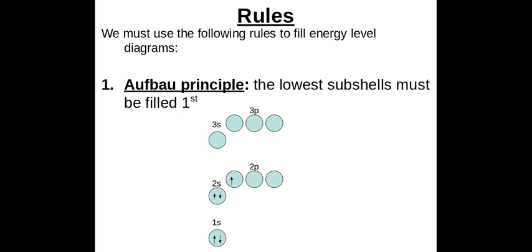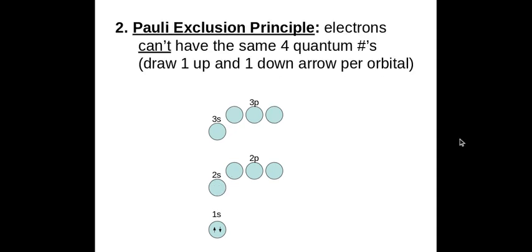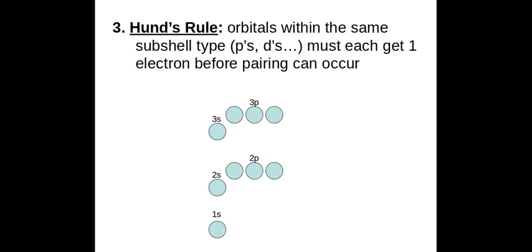Again, we're using arrows to represent the electrons. Let's say the up arrow represents a positive 1/2 spin. The down arrow represents the negative 1/2 spin. It doesn't matter which one's which. We just need to put one of each type in each orbital. The second rule is called the Pauli Exclusion Principle, and it says electrons can't have the same 4 quantum numbers. This is the point of drawing the up arrow and the down arrow. We couldn't put 2 up arrows in the same orbital because that would suggest that they have the same spin. So we put one with one spin and one with the other spin.